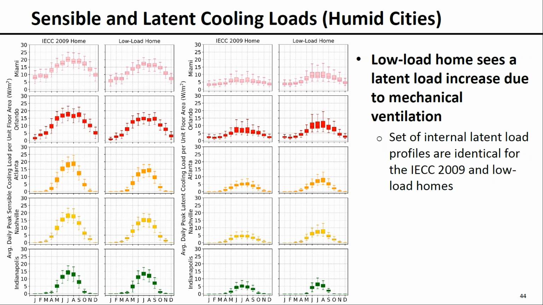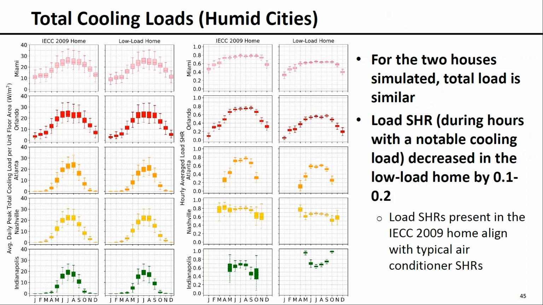Again, to put this into context, about 10 watts per meter squared is approximately equal to 72 pints per day per 1,000 square feet, or 180 pints per day for our particular home, which is quite a substantial load that you can see occurs in Miami and Orlando. Rather than trying to add these two plots together in your head, on the next slide we show the total cooling load. The plot on the left shows the average daily peak total cooling load, and the plot on the right shows the hourly average SHR.